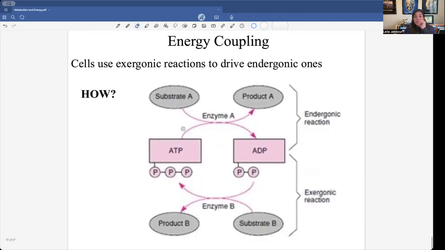So here we can see an endergonic reaction at the top, where the energy from ATP is going to be used up, go into the substrate, and then you end up with a product that acquired energy into its structure. And that's why we call this an endergonic reaction.